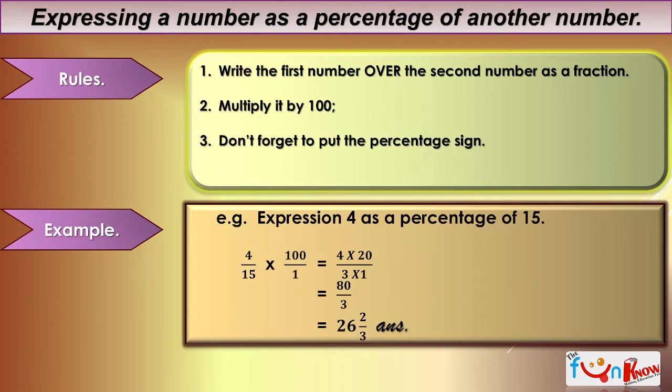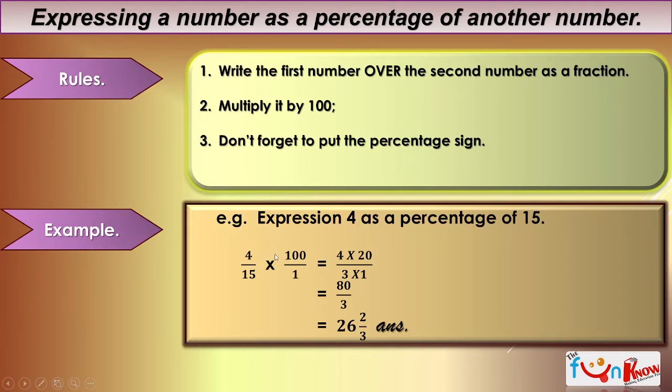Example, here is an expression. The expression says 4 as a percentage of 15. So here the question itself says there is a number and you have to convert that number as a percentage of another number. So 4 as a percentage of 15. The first rule says what we have to do, write the number over the second number, that is 4 divided by 15. Then the second rule says multiply it by 100, which we have already done. So 4 divided by 15 into 100.